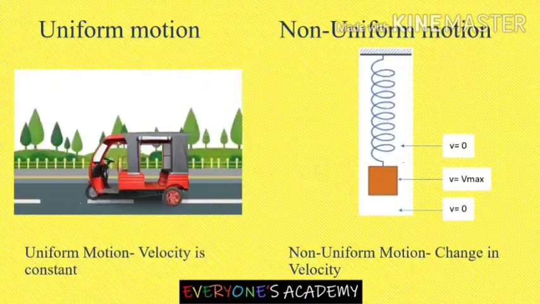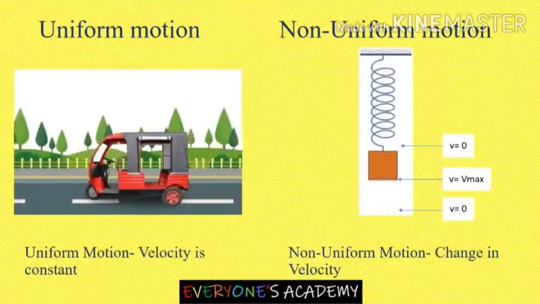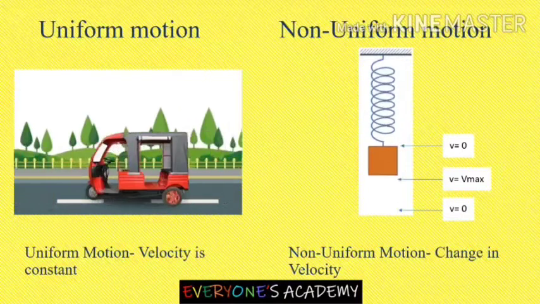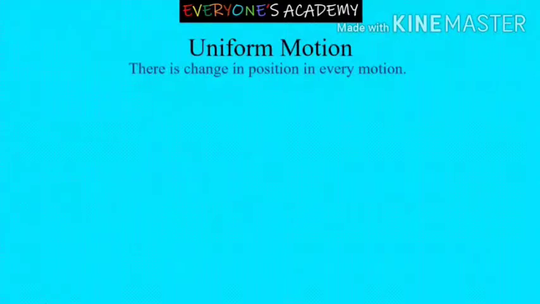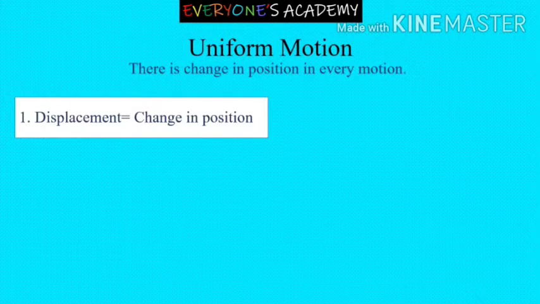In case of uniform motion, everyone should remember 6 different concepts, out of which the first is displacement, which can be defined as change in position. For example, here we can see a ball is starting from left, going to extreme right and coming back to the final position.